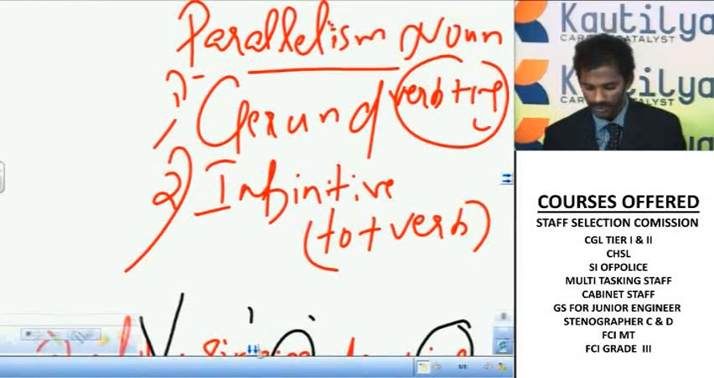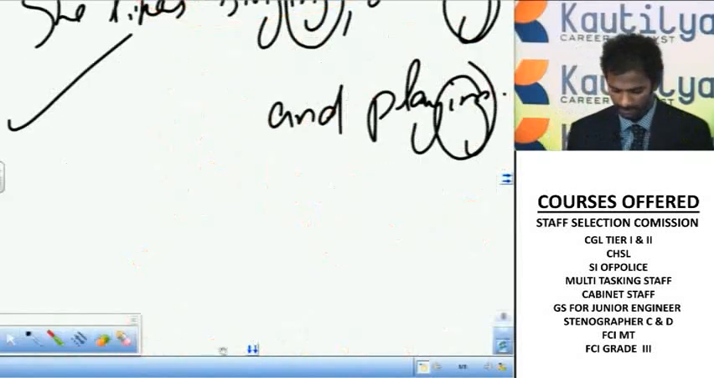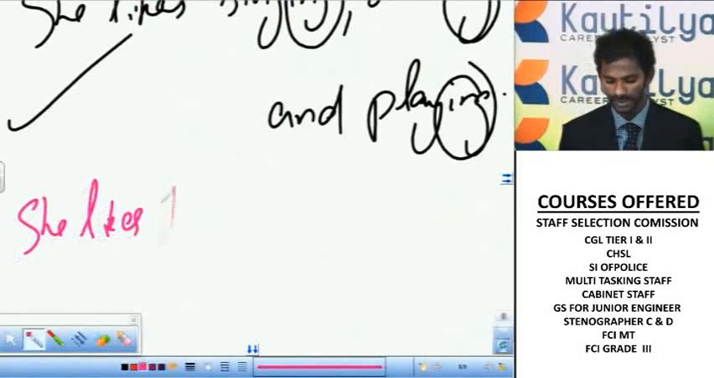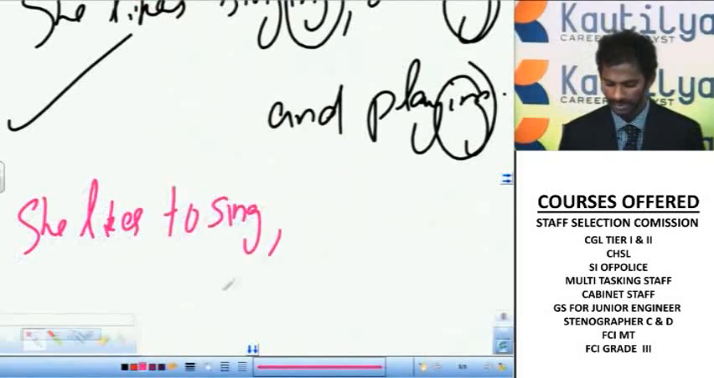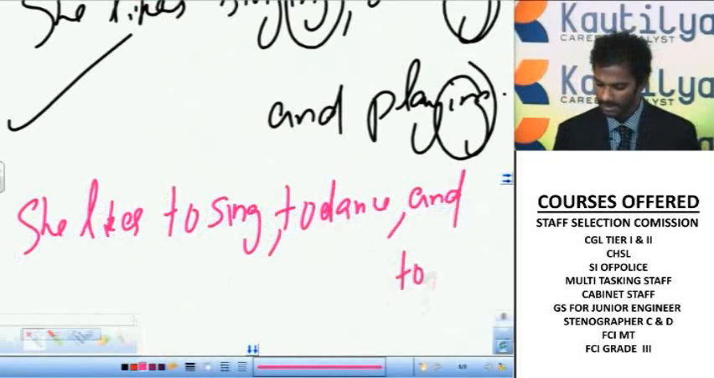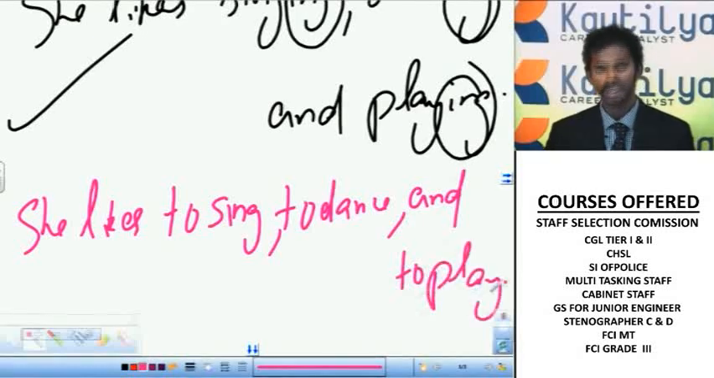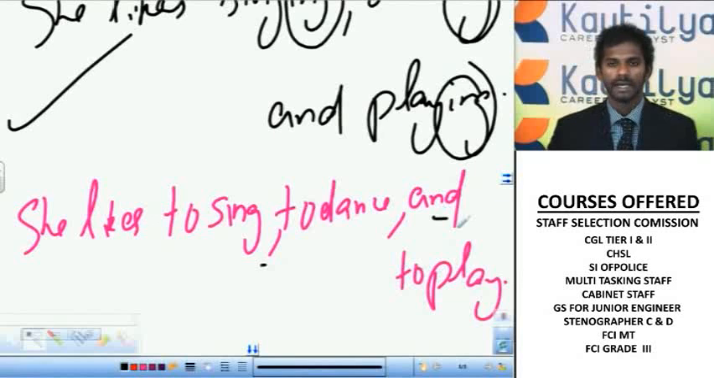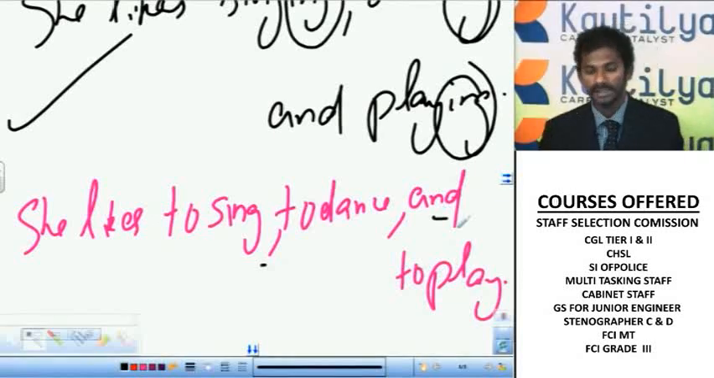Right? I go for a sentence like this: she likes to sing, to dance, and to play. She likes to sing, to dance, and to play. There are 3 ideas in this sentence shown by the comma and. Right? To sing is one idea, then to dance, then to play. There are 3 ideas here. And all the 3 ideas in this are in the similar form.